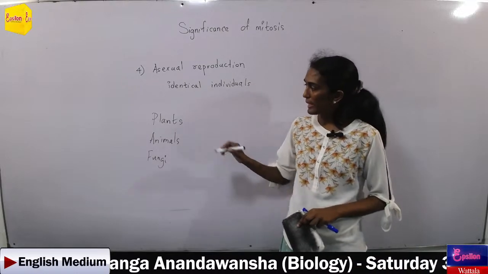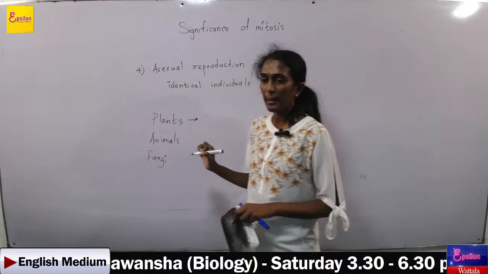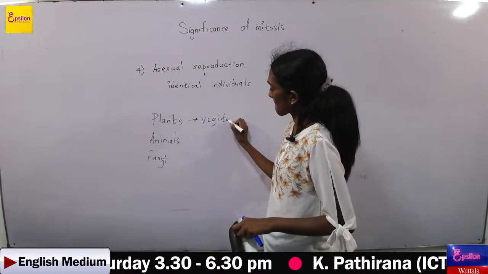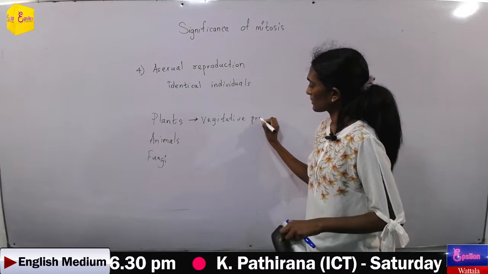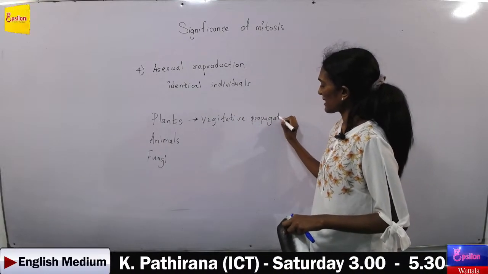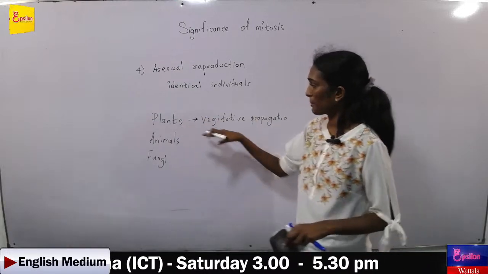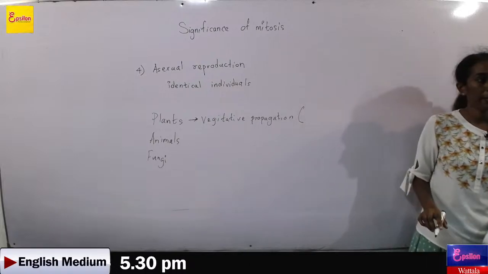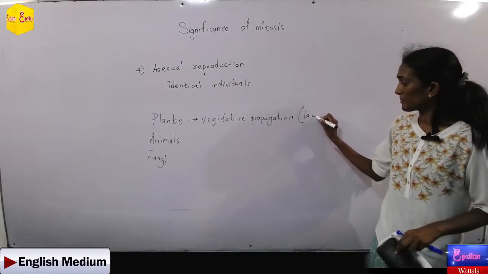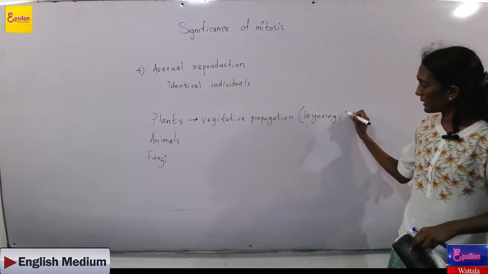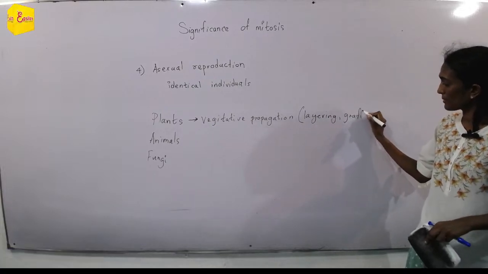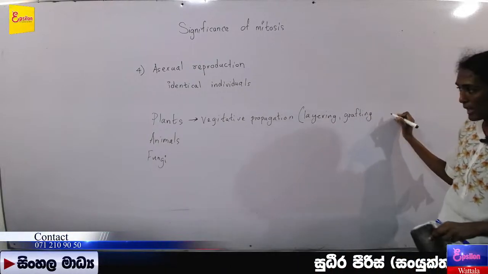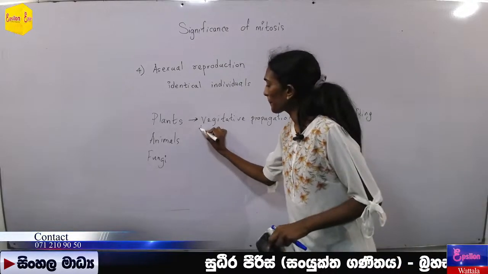Can you tell me what are the asexual reproduction methods seen in plants? Vegetative propagation, very good. We can say another name for asexual reproduction in plants is vegetative propagation. There are so many vegetative propagation methods in plants. What are they? Layering, grafting, budding. Tissue culture we write separately here.